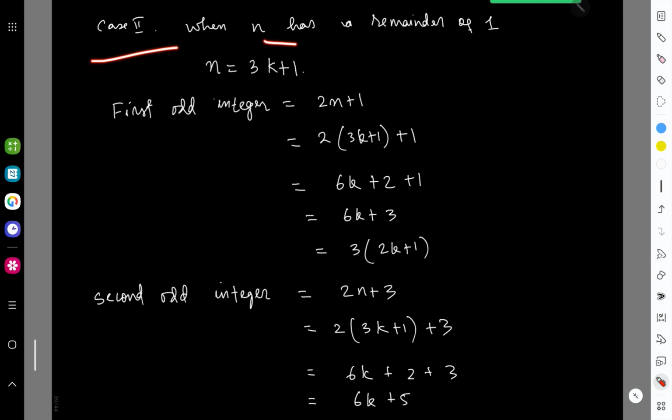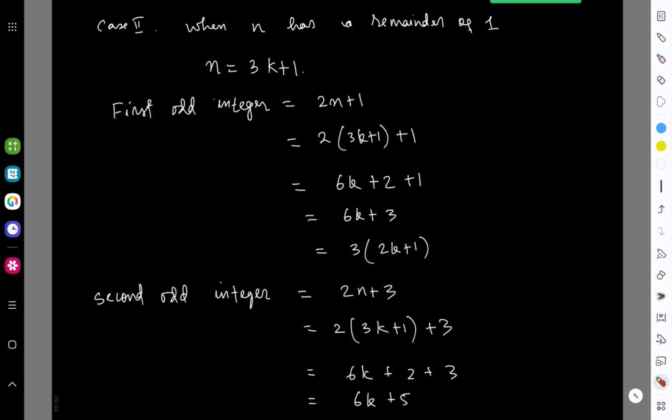Case number 2, when n has a remainder of 1, then n can be expressed as 3k plus 1. First odd integer 2n plus 1, in place of n, let us substitute this value: 2 into 3k plus 1, plus 1. Expanding this, 6k plus 2 plus 1 is equal to 6k plus 3. We can take 3 common here, so this is 3 times something, and that means this is a multiple of 3.